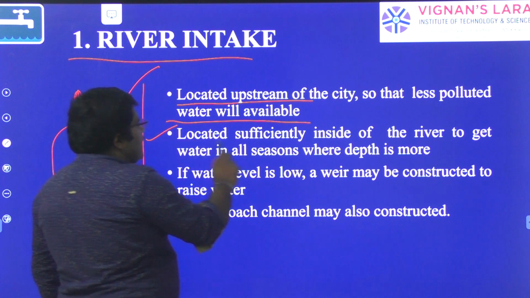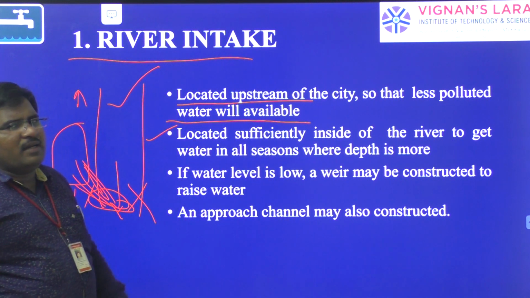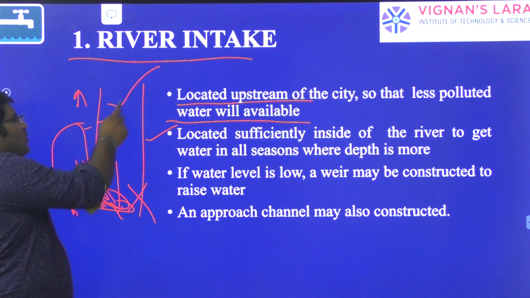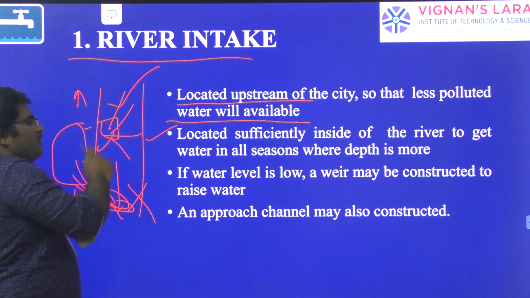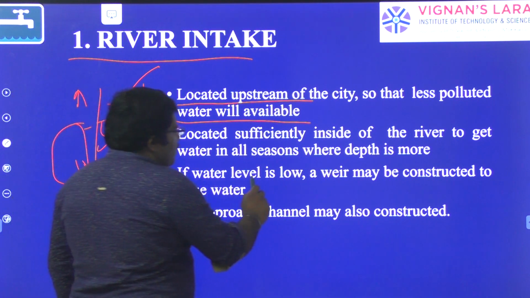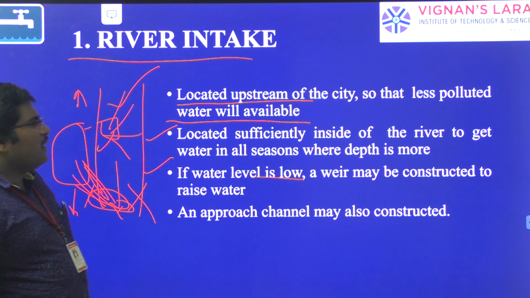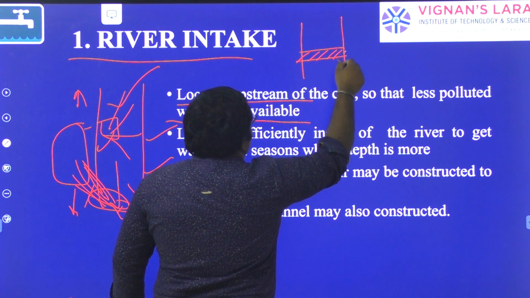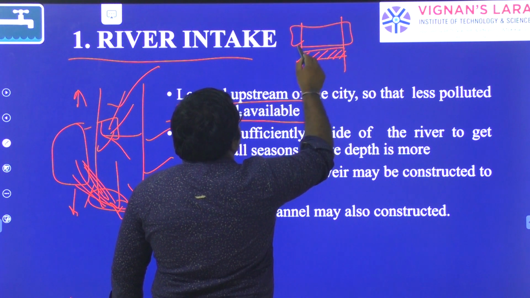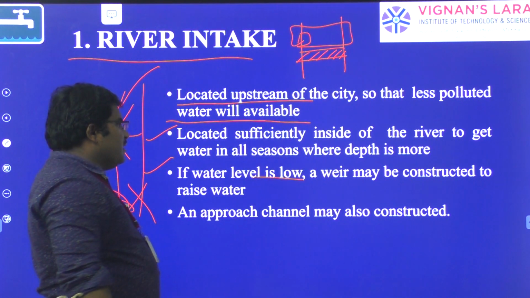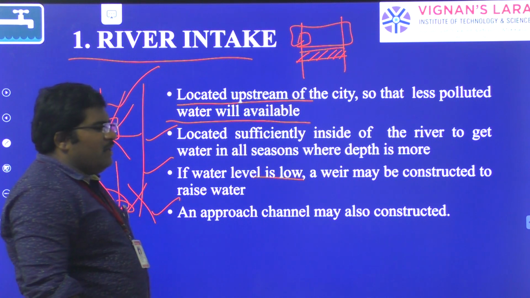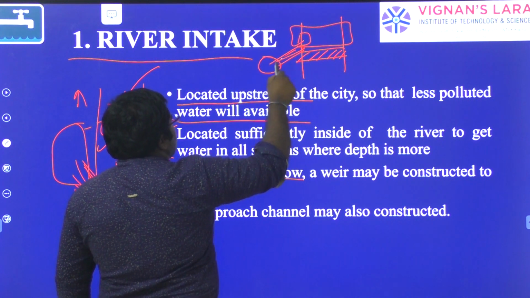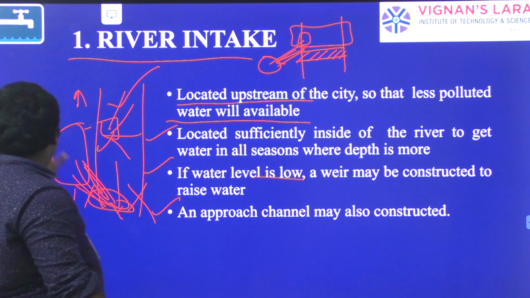Okay. Next one, it is located sufficiently inside the river where the depth is more, to get water in all seasons. Whenever the depth is more, we have to locate it there so that in every season it can draw water from the river. If the water level is low, a weir may be constructed to raise the water. A weir means a small height of wall constructed across the river so that the water will be stopped here and we can take water very easily. Next, an approach channel may also be constructed. Approach channel means if you have the intake here, you can have a channel from the river to the intake.